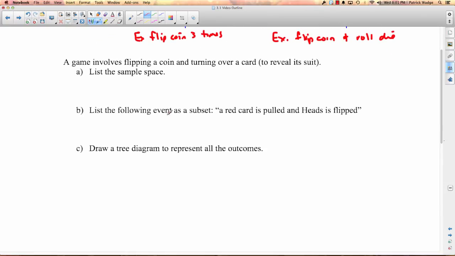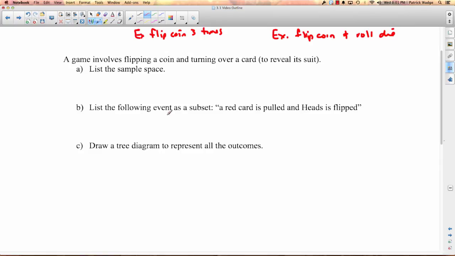Okay, a game involves flipping a coin and turning over a card to reveal its suit. So we're not interested in the number or anything on the card, just what the suit is.